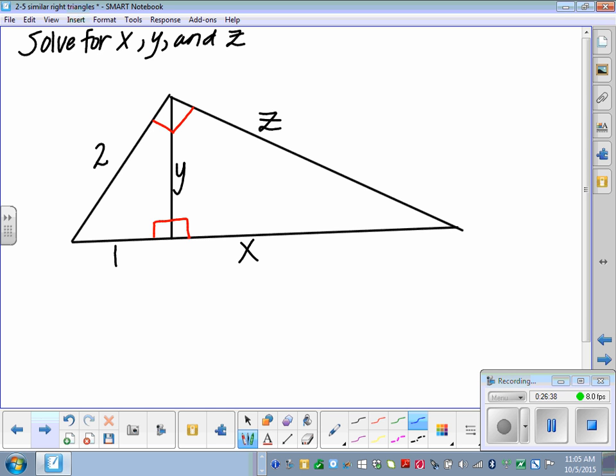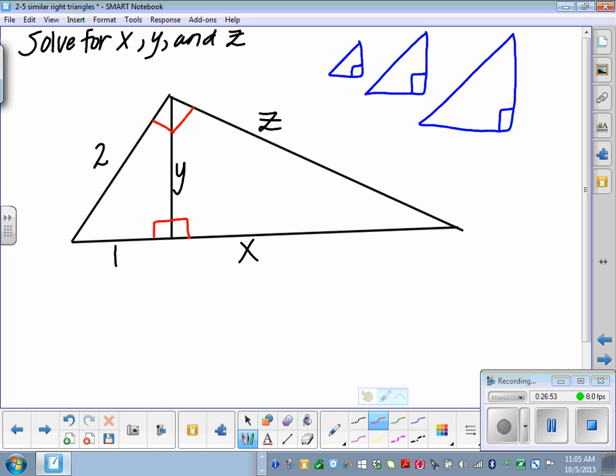So we know we have to use similar triangles. So I'm going to draw them in again, and it's helping. I think you guys are getting it better than the other class. So we have our small triangle, our medium right triangle, and our large right triangle. Is everybody following?